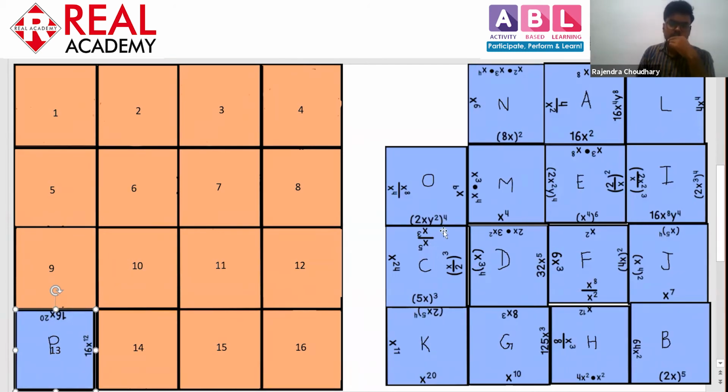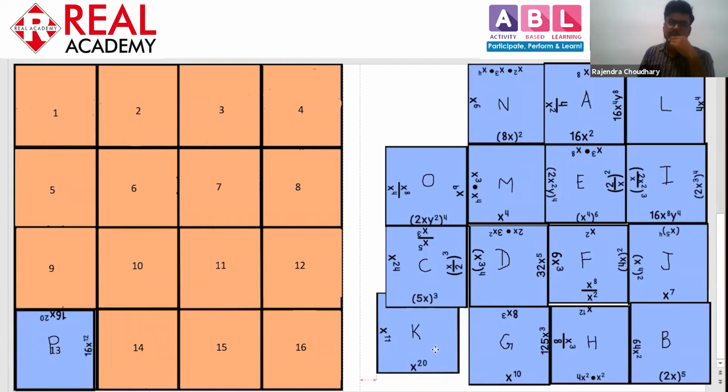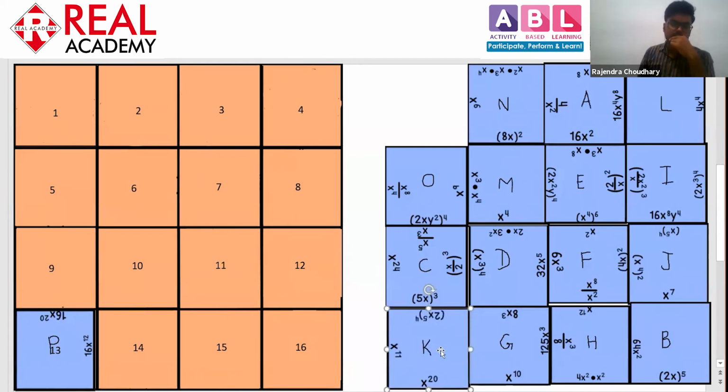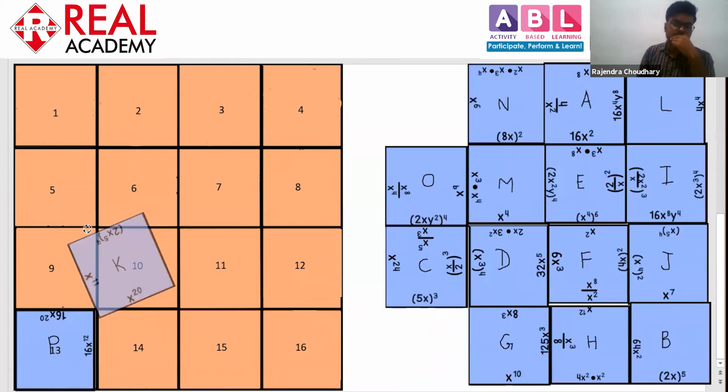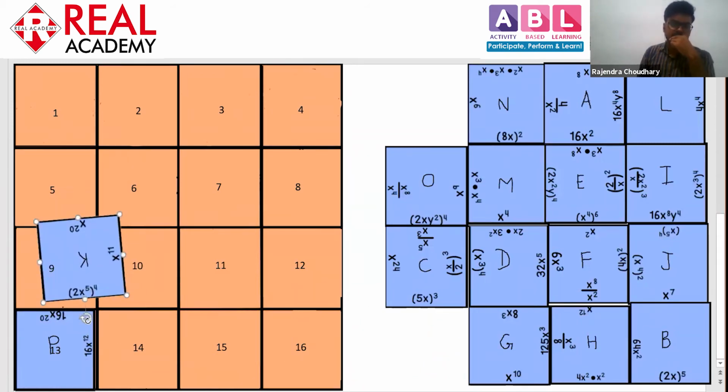You'll find out that it is the answer of one of the questions from here, and whatever the answer is, it should coincide with that. You'll have to bring that particular square and put it here above it. Can you see this is the answer? Did everyone understand what to do?